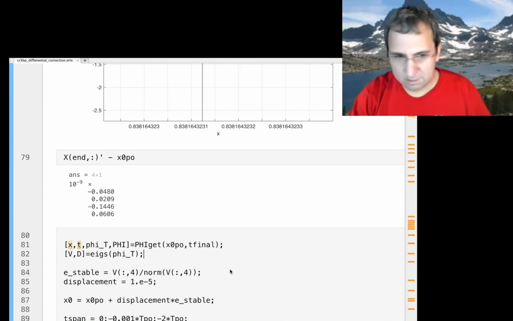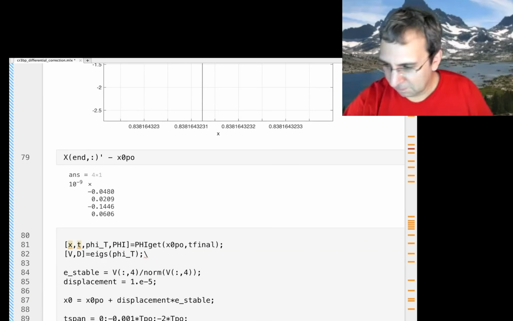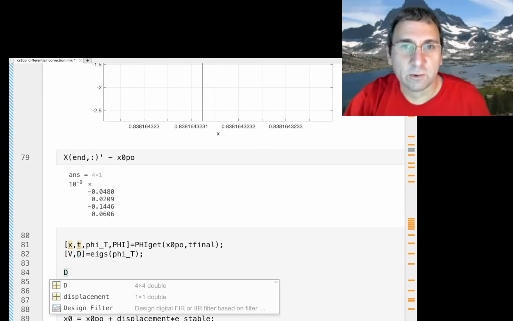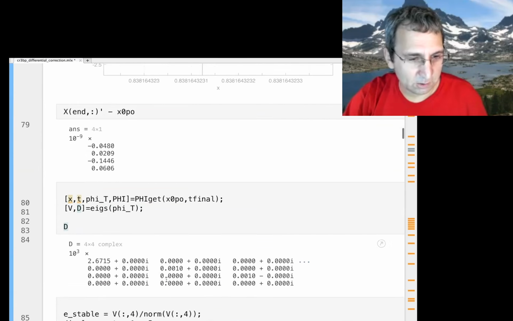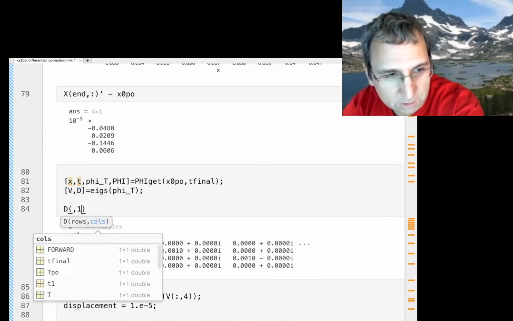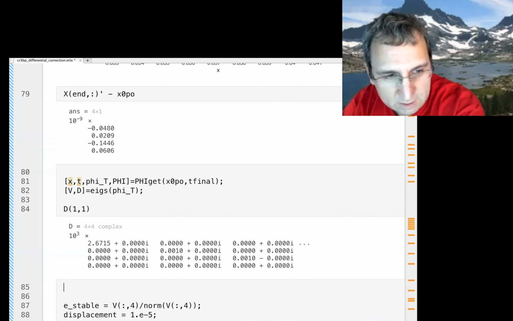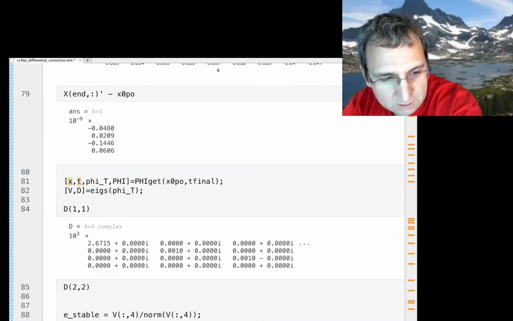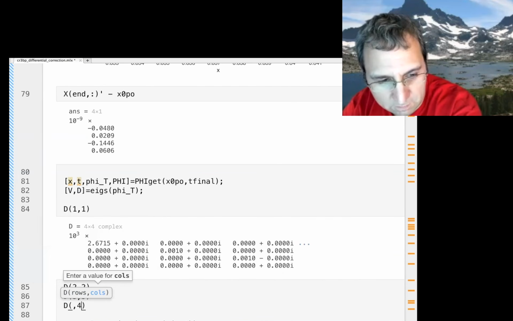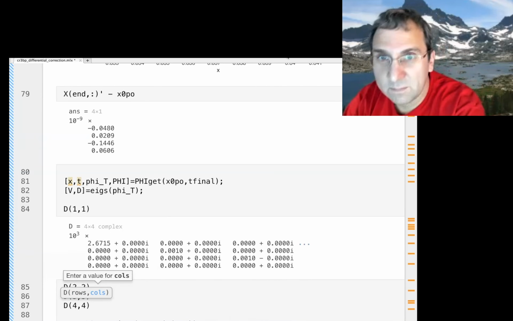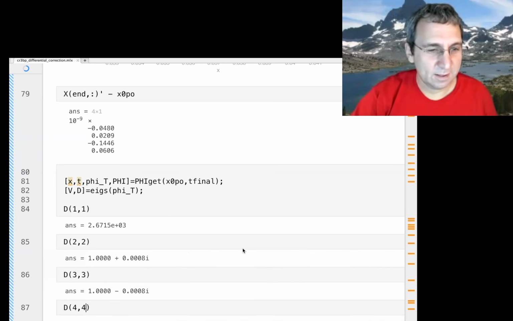Let's see. If I write D and then rerun this, maybe it'll actually show us what those eigenvalues are. It's hard to even see. So let me do D1,1, D2,2, D. It's got to be a simpler way to do this. D4,4. And then plot that. Run that.